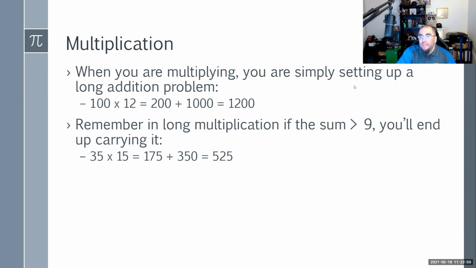So when you're multiplying, you're simply setting up a long addition problem. Right. So here we have 100 times 12. Well, if we did it longhand, we'd have 1,000 plus 200, or 1,200. There's easier ways to do this.